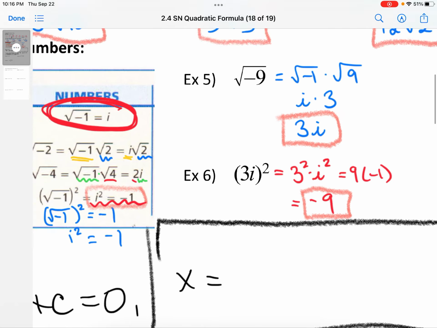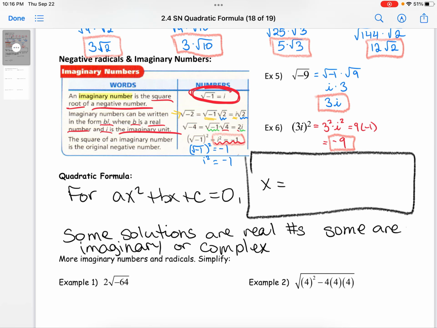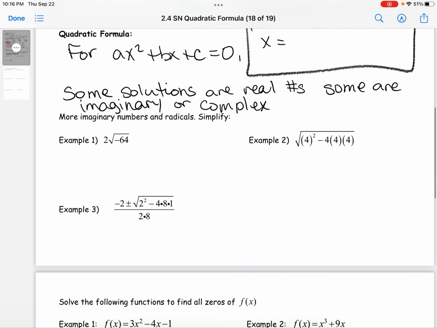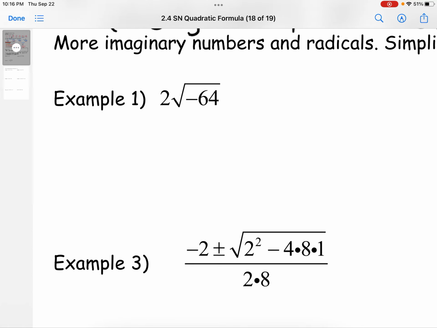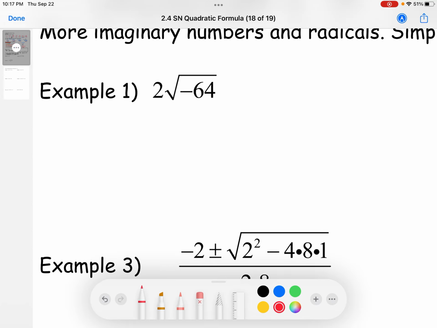Okay, now my page right here might be in a little bit different order than your page. I'm going to try to do it in the order of your page. So I'm pretty sure example 1 is what's next on your page. But anyway, this is where we're going, where it says example 1, 2 times square root of -64.